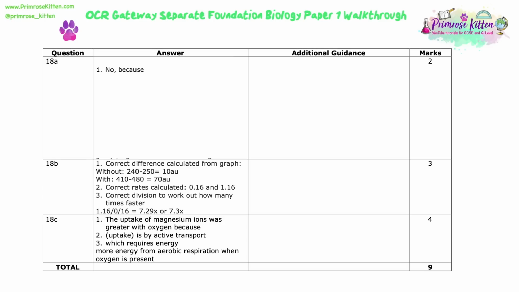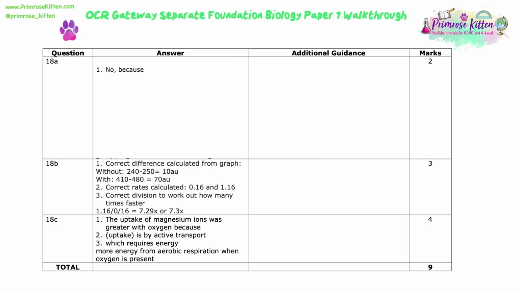Okay, so the mark scheme for question 18. For A, we get a mark for saying no. And then we need a second mark for explaining why they can't be moved by diffusion. They can't all be moved by diffusion because that would be high to low concentration. And the mark is for saying why it is not diffusion: because the concentration of magnesium and sulfate ions is higher in the soil than in the root.